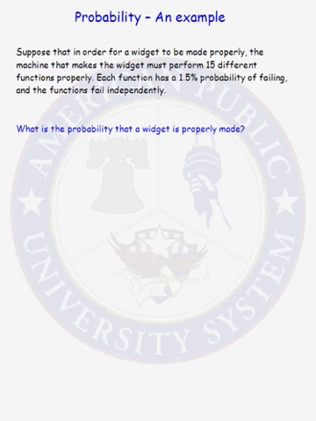Let's do two probability calculations based on the following scenario. Suppose that in order for a widget to be made properly, the machine that makes the widget must perform 15 different functions properly. Each function has a 1.5% probability of failing, and the functions fail independently. We want to know what is the probability that a widget is properly made.